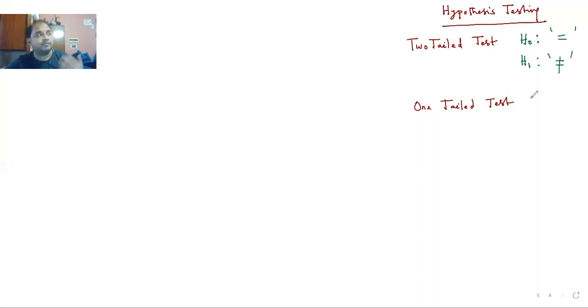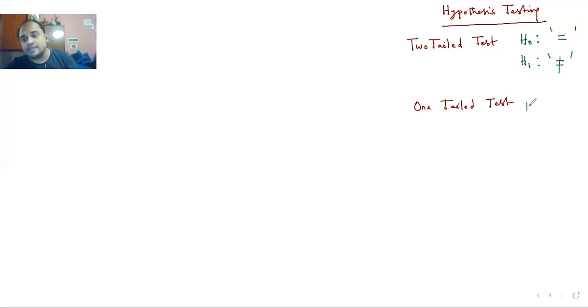Whenever I say that our variable x is not equal to 2, that means I'm sure that it is not 2, but I'm not sure whether it is less than 2 or greater than 2. So as if the 2 sides are open. Either it is less than 2 or it is greater than 2. So 2 sides are open. So it is called two-tailed test.